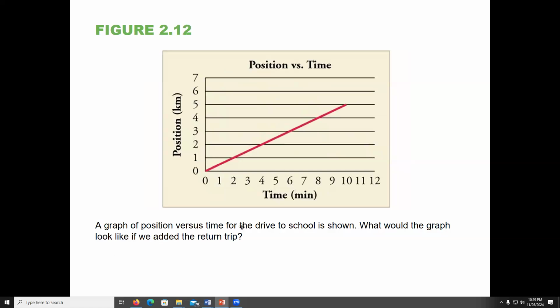Okay, a graph of position versus time for the drive to school is shown here. What would the graph look like if we added the return trip? So that shows, look at this graph.